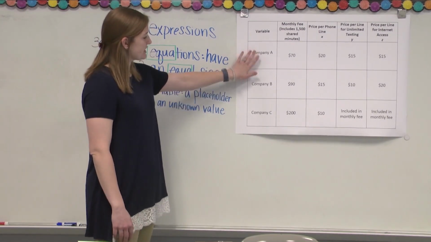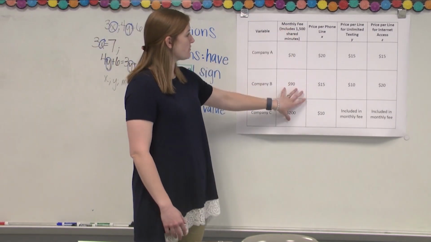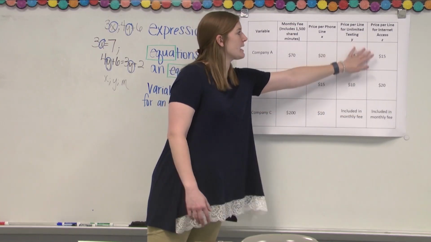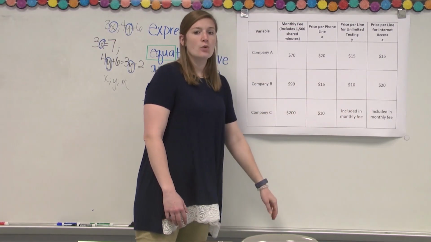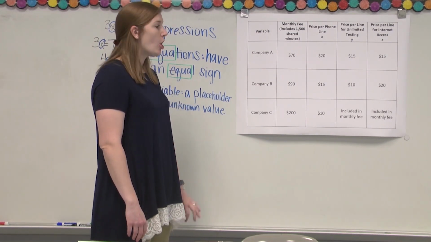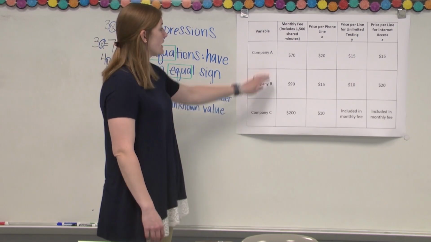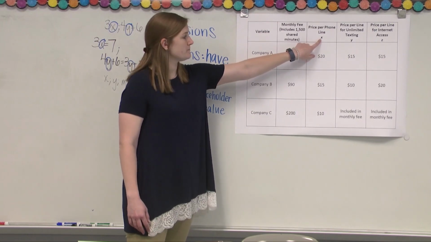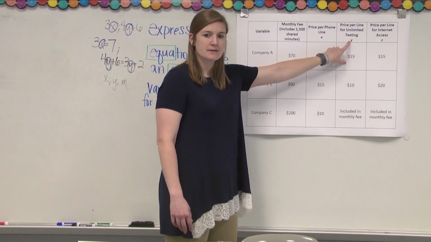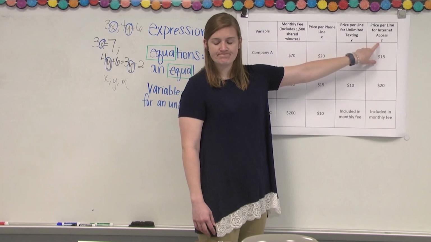You'll notice that we have 3 different companies to choose from, and that we are discussing monthly fee, price per phone line, price per line for unlimited texting, and price per line for internet access. We're going to use expressions to save money while still getting the best phone plan. All the members of the family may not want identical plans. Therefore, we're going to let X represent the price per phone line. Y is going to represent the price per line for unlimited texting. And Z is going to represent the price per line for internet access.